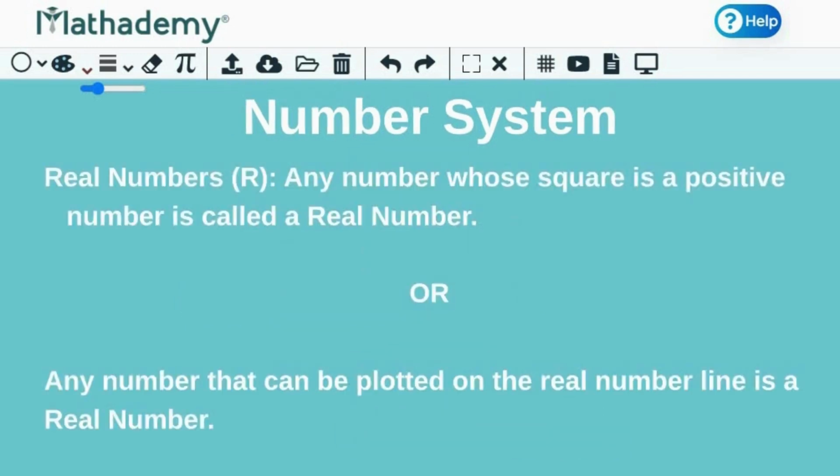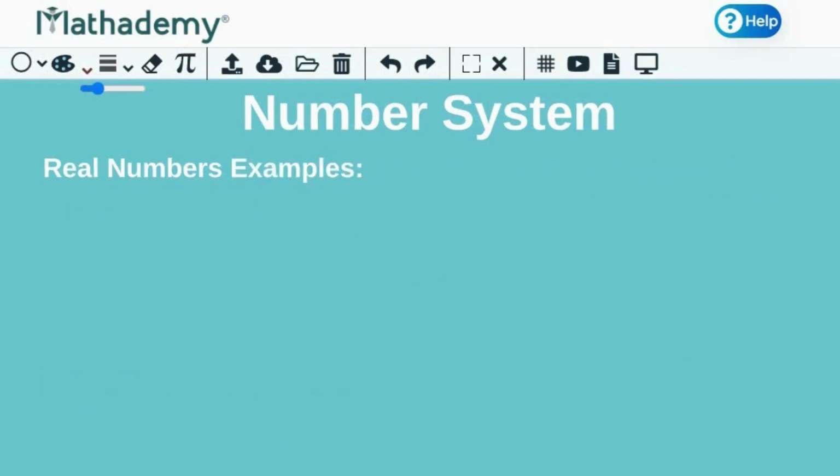So, by definition, any number whose square is a positive number is called a real number, or any number that can be plotted on the real number line is a real number. Basically, real numbers are the collection of those numbers that you knowingly or unknowingly use in your day-to-day activity. Any involvement that you have with numbers in real life are real numbers. Let's try understanding this with the help of examples.